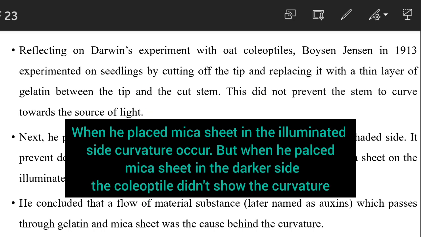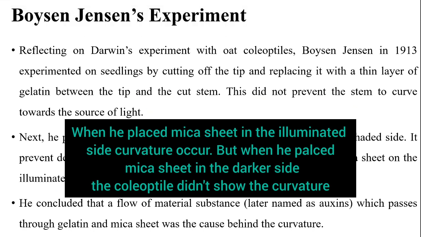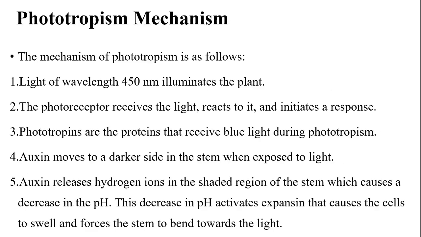He concluded that a flow of material, later named auxin, which passes through gelatin and can't pass through mica, was the cause behind the curvature, and it was later on discovered as auxin.